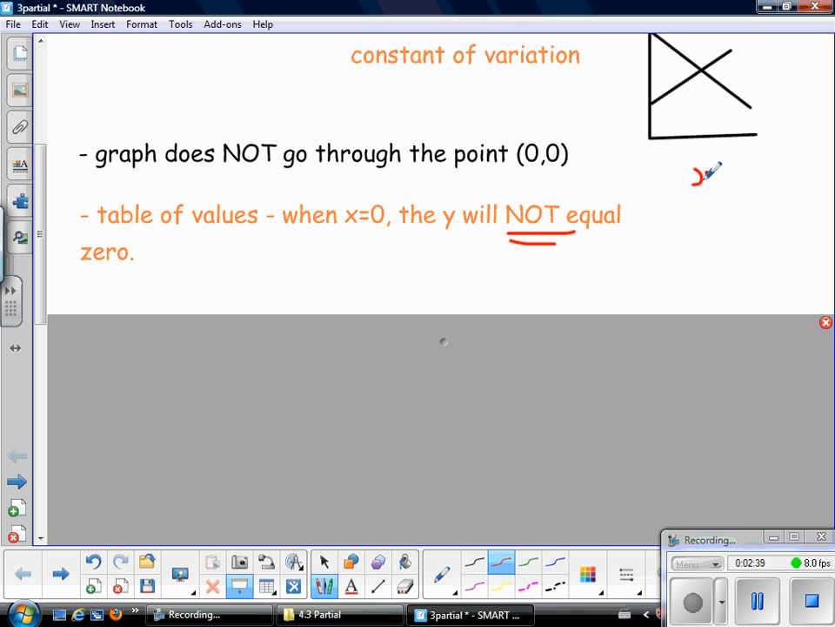If I have a table of values, what will happen is I'll have 0, 1, but for the 0, I might have a 4, then I might have a 2. So what's happening is I'm having different numbers other than 0 for my y value when x equals 0. So that is where the huge difference is from a table of values. Okay, so let's look at an example.